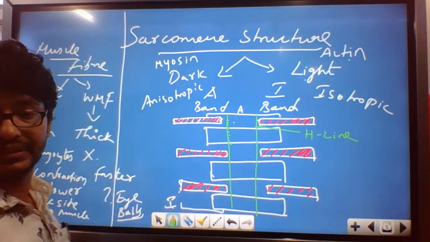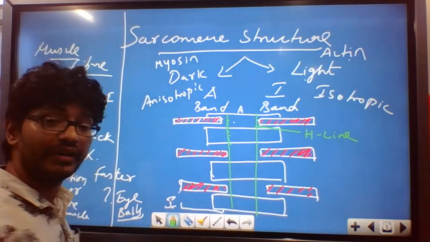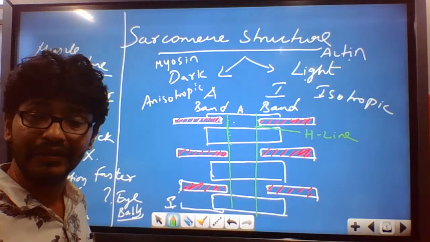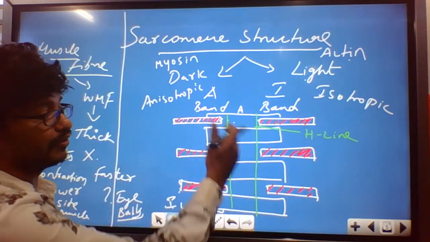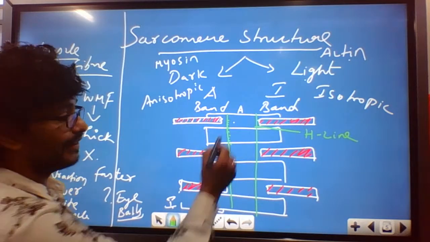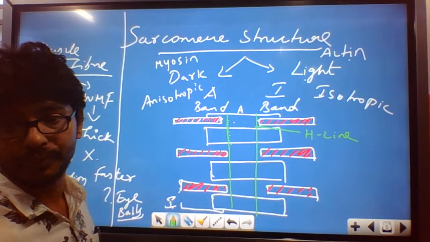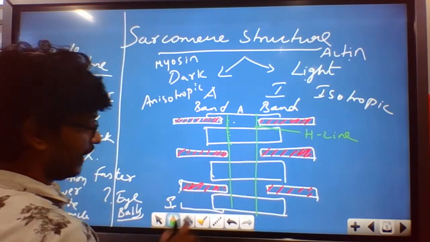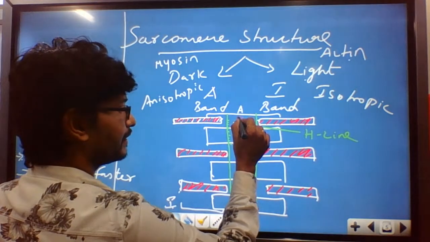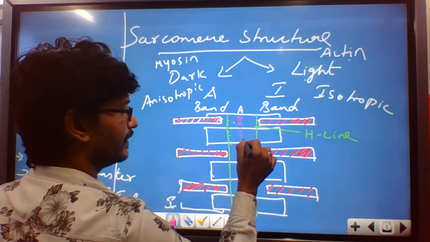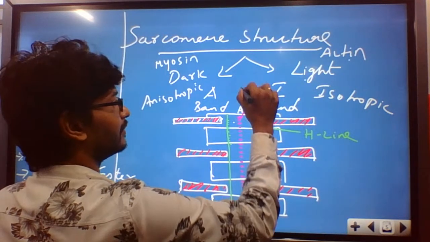The H zone is present in the A band. What does A stand for? A is the dark band. In the dark band, some light regions are also present. This light region we call the H zone. Again, in between, in the central part of the H zone, there is a line. We call it the M line.